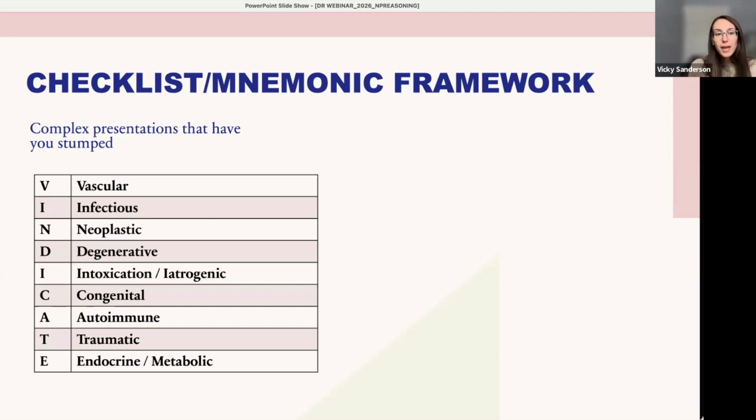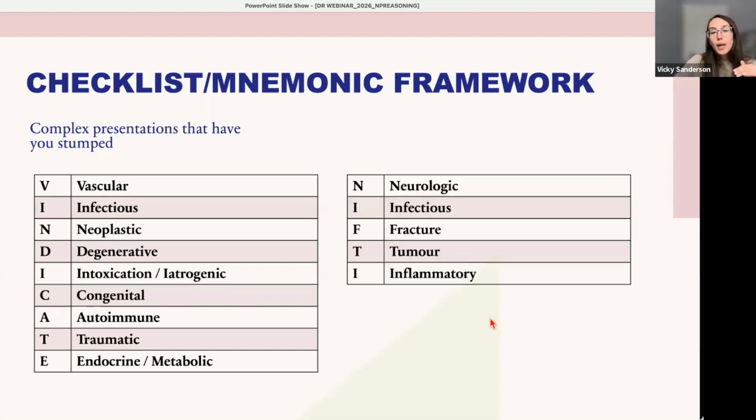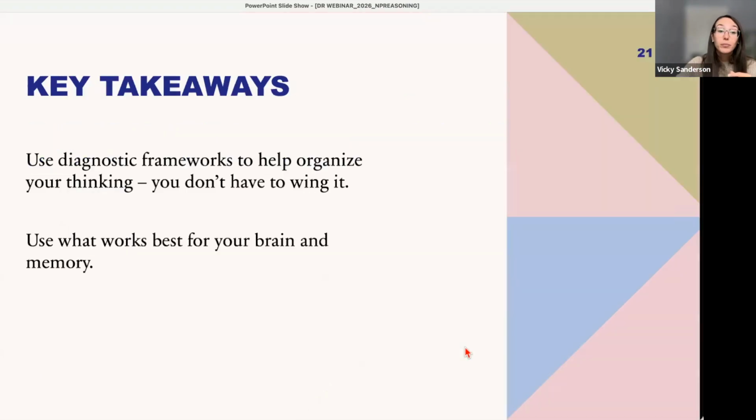Using something like VINDICATE can help me think very broadly, right? About could it be a vascular mechanism, or something infectious, something neoplastic, and it kind of forces my brain to think through those possibilities. And then same with red flags, right? The nifty mnemonic from Core Back Tool is a very common one to remember the red flags of low back pain, right? Neurologic, infectious, fracture, tumor, inflammatory. I use that one all the time to just help my brain recall the red flags of back pain that I wouldn't want to miss during that assessment.